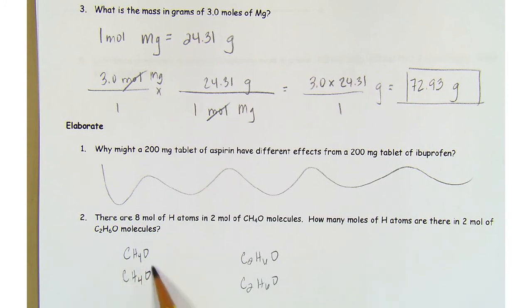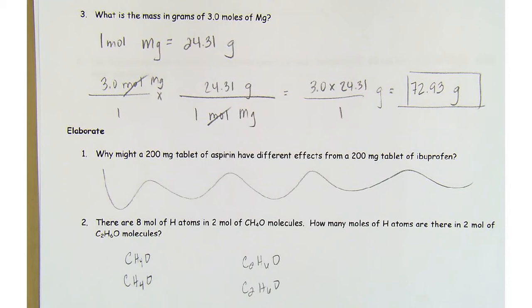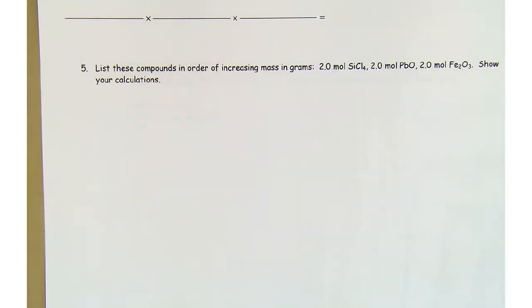So if I'm talking about 2 moles of CH4O, okay, I've drawn that here. How did they come up with 8 hydrogens? And then if I have 2 moles of C2H6O, what number would you come up with for the hydrogens? So I'll let you think about that.